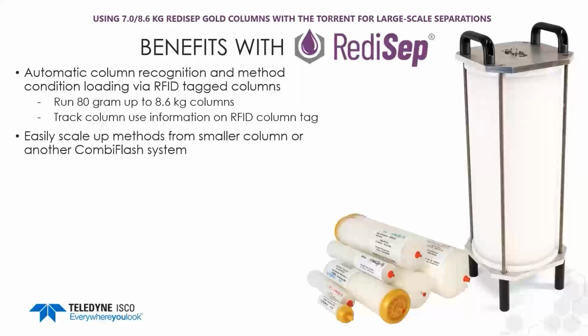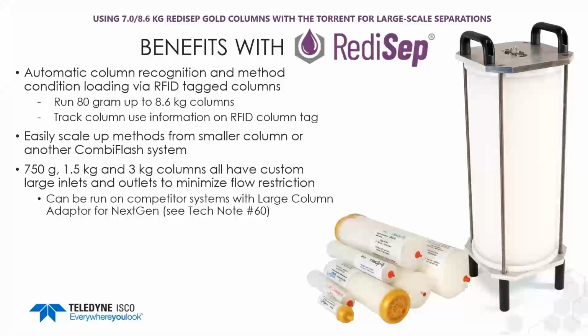So additionally, this allows us to easily scale up from a smaller column to a large column on the CombiFlash systems, as those are built into the software. Our large columns, 750 gram, 1.5 kilogram, and 3 kilogram columns all have custom large inlets and outlets to minimize flow restriction, and this decreases back pressure at the higher flow rates. And you can also run these columns on competitors' systems with our large column adapter stand. For the next gen, you could also use that on other competitors' systems. You just need to see TechNote 60 on our website there for instructions on how to do that.